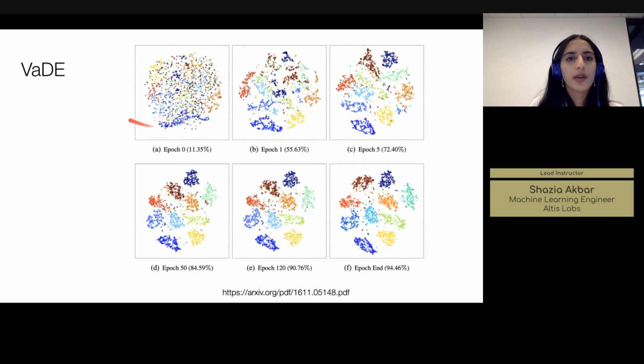So now that we've had a look at how it works, I wanted to also show some results because I think they look very, very interesting. Epoch 0 shows you what happens right at the start of training when no clustering has occurred yet. But very, very quickly, we find that clusters form in epoch 1.